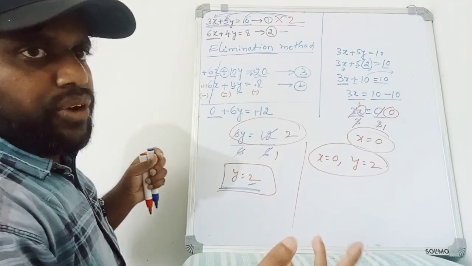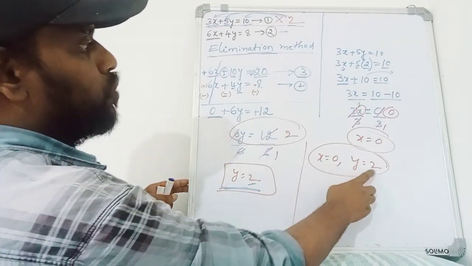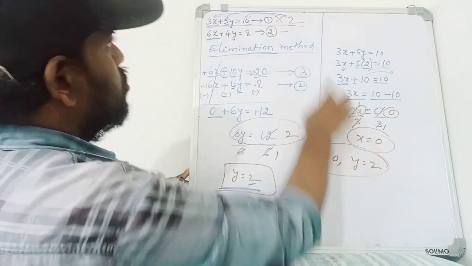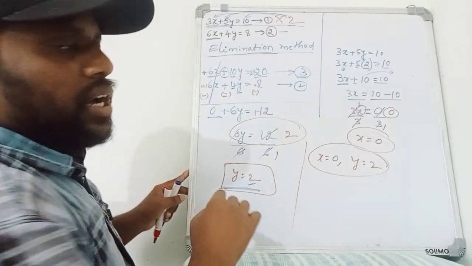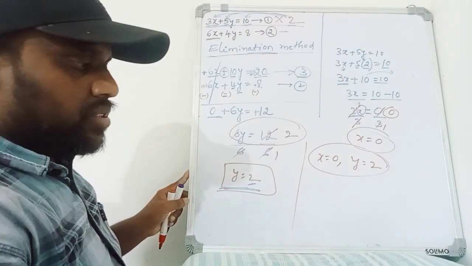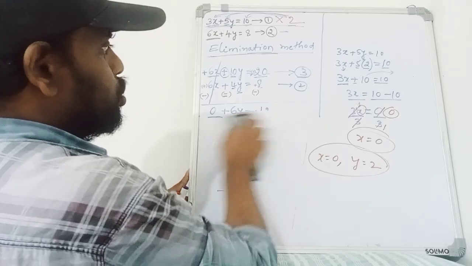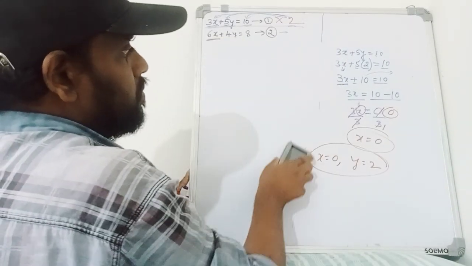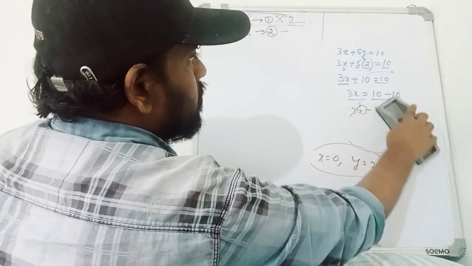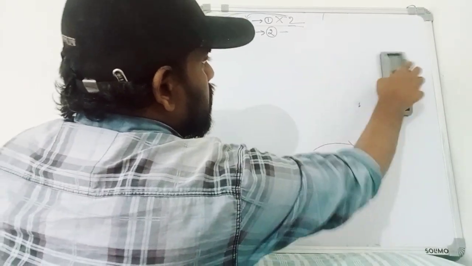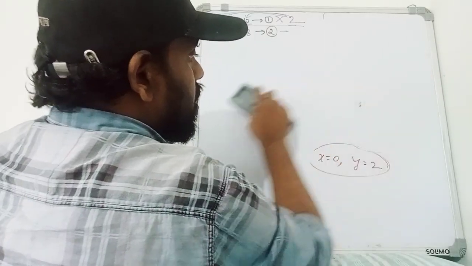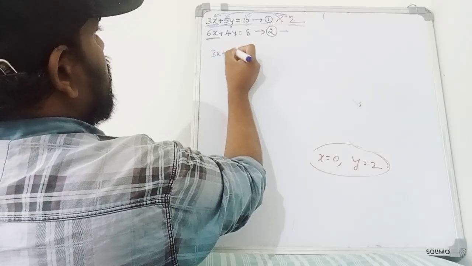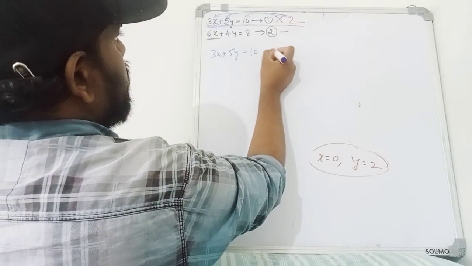Now we need to verify. We can verify whether these two values are correct or not. How can we verify? Just substitute these values into the given equations 1 and 2, and check whether LHS is equal to RHS. I will show that. I will consider the first equation first: 3x plus 5y is equal to 10. This is equation 1.